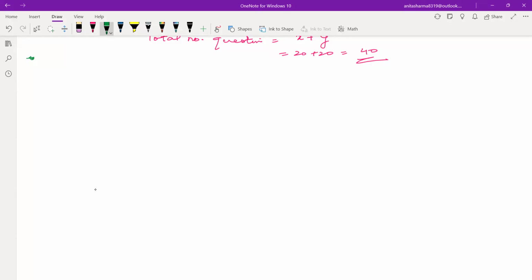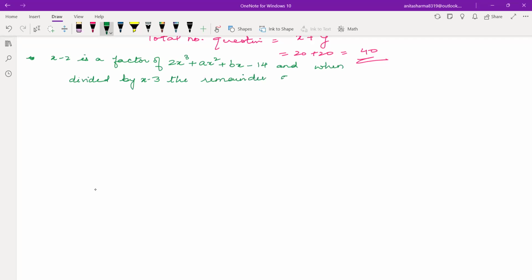Ma'am, they've given that if x minus 2 is a factor of the expression 2x cube plus ax square plus bx minus 14, and when divided by x minus 3, the remainder is 52. Find the values of a and b.